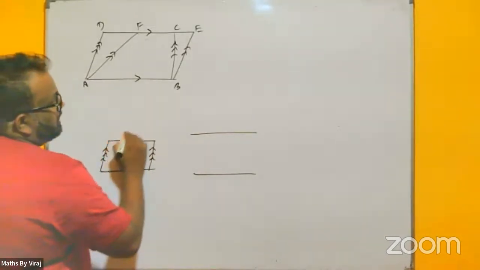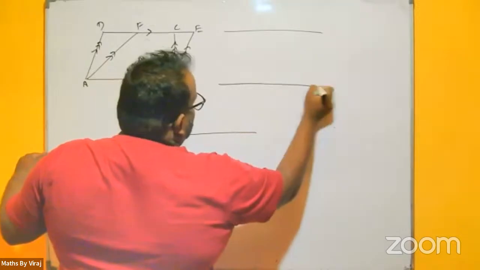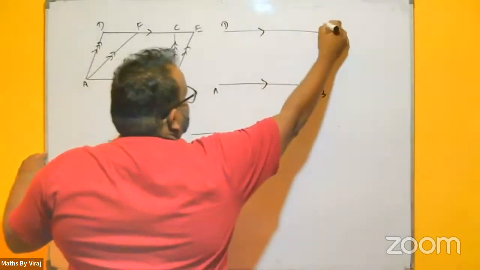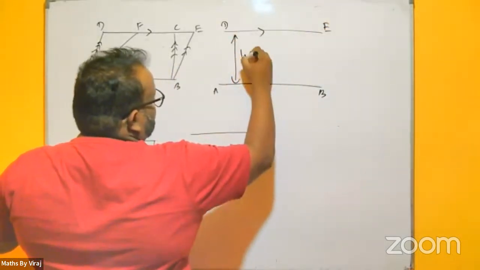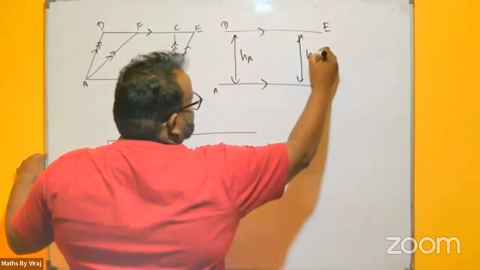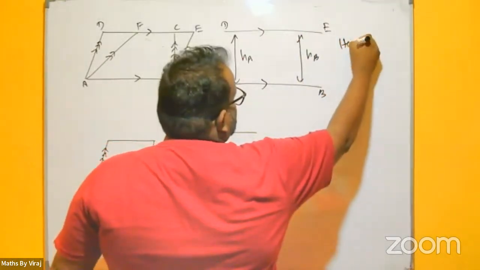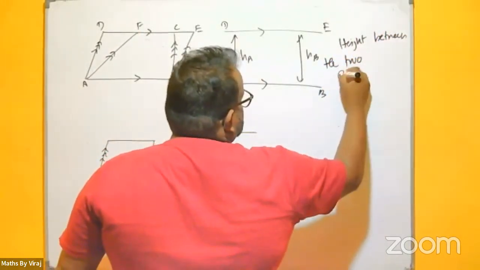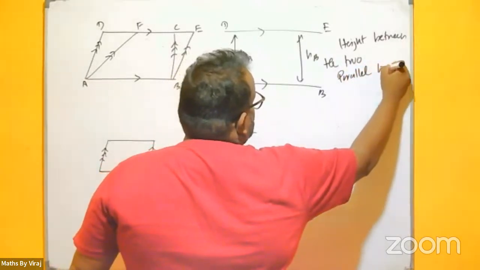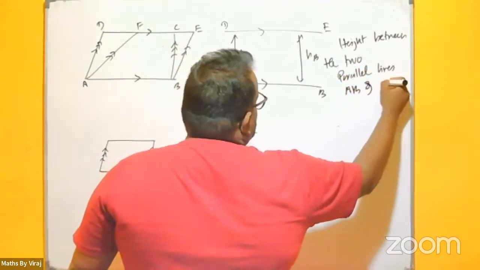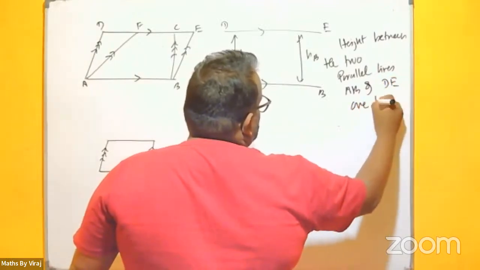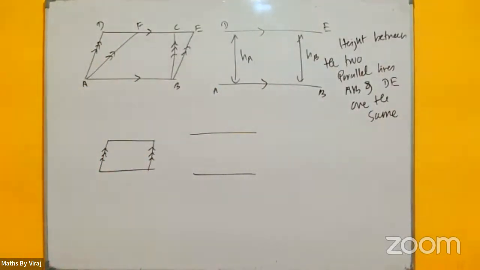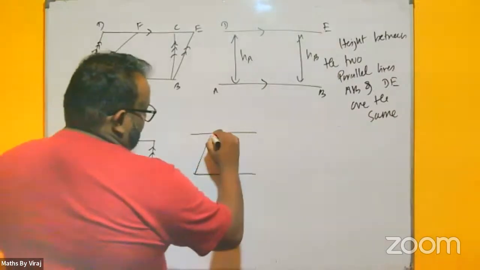Now, if AB is parallel to DE, then of course the height between these two parallel lines is the same, correct? The height between the two parallel lines AB and DE is the same. Alright.